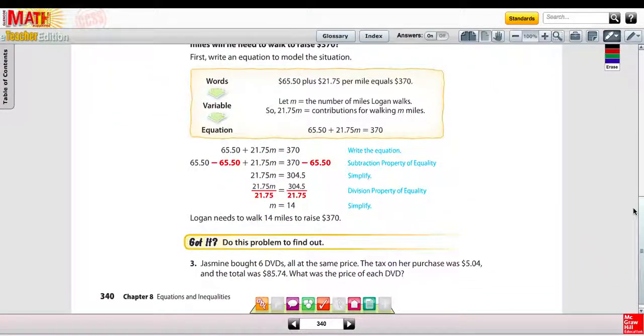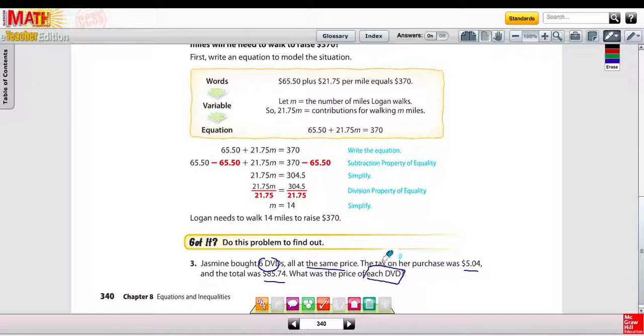Okay, scrolling on down to example number 3, we have some more story problems that we're going to translate into equations and then solve. So we have 6 DVDs total. They're all the same price. The tax on her purchase was $5.04, and then the total was $85.74. What's the price of each DVD?